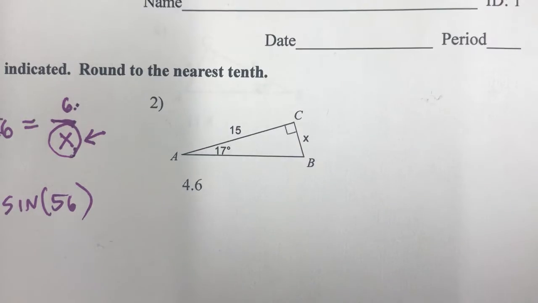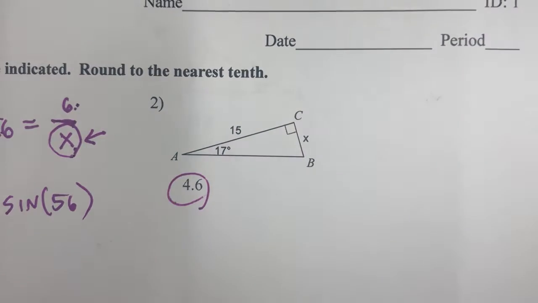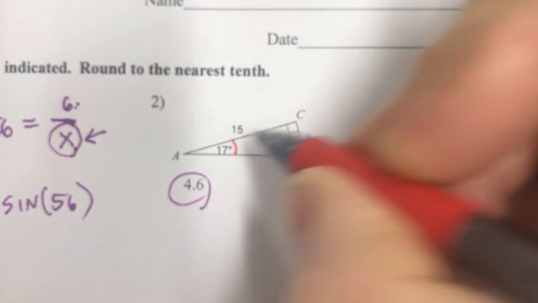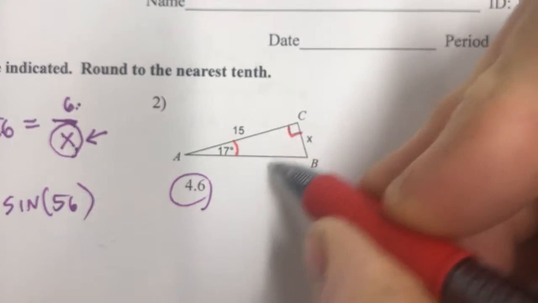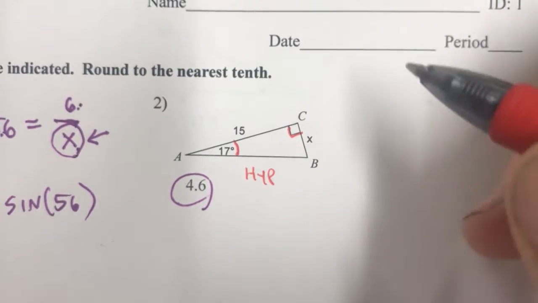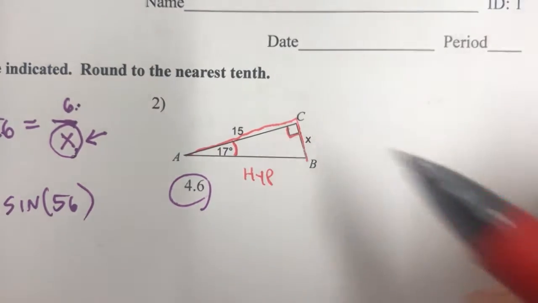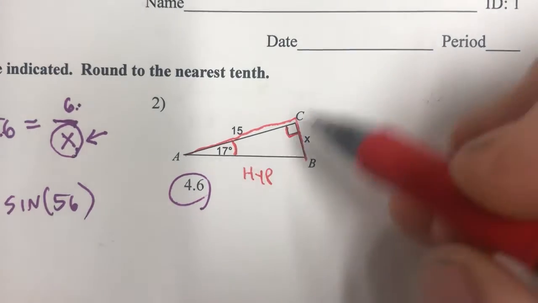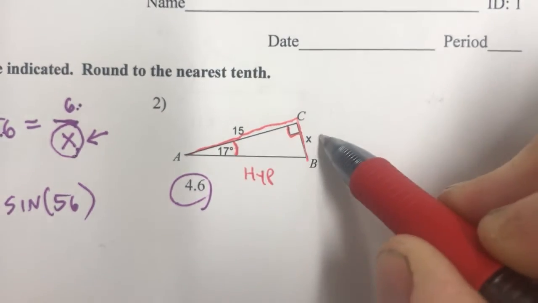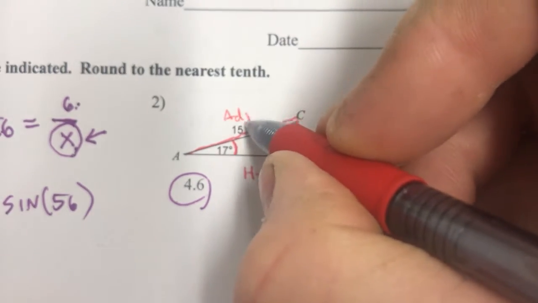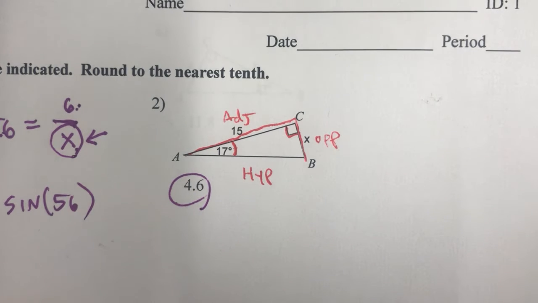Okay, here's another one. And by the way, there's the answer for this one. First thing we do is label our sides according to my angle. Here's my angle right there, 17. Here's my right angle, which means this is automatically the hypotenuse right there. Then these two sides that form the right angle are my legs. One leg is opposite, which for this angle over here is opposite. And one leg is adjacent, which is right here next to it. So there are my sides labeled.